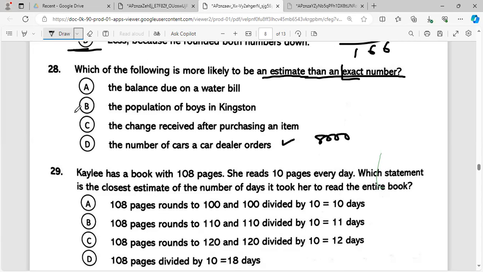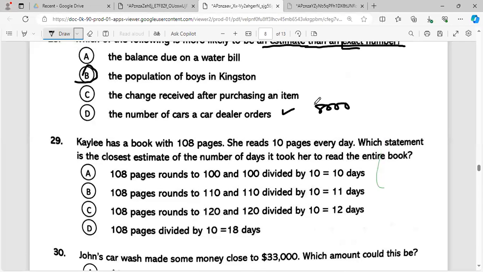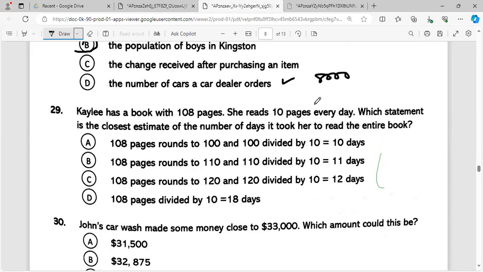I think that question was set up in a way where it was a bit tricky, you know? That was a bit tricky though. As I was thinking, they said would be an exact number. Sir, it said more likely to be an estimate. Yeah, I agree. Because your change is going to be exact because that's going to come out of a machine. So whatever change you get, you're going to get an exact change, not an estimate.